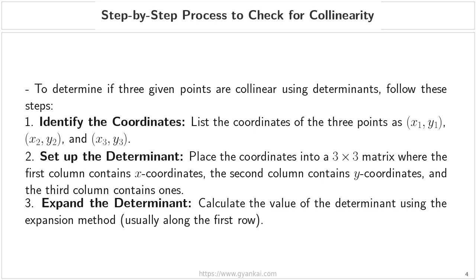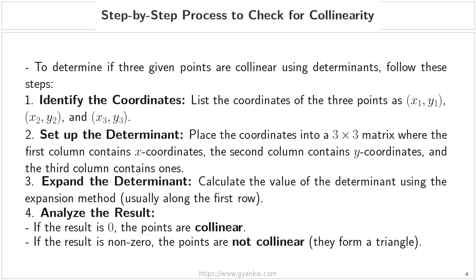Third, you must expand the determinant. You'll calculate the numerical value of this matrix, typically using the expansion method along the first row, just as we have practiced in our previous lessons on determinants. Finally, the most crucial part, analyze the result. Once you have your final number, look at it closely. If your result is exactly 0, then you have proven that the points are collinear. However, if you get any value other than 0, it means the points do not lie on a single line, and instead, they form a triangle with a measurable area. In the next slide, we are going to put this exact 4-step process into practice with a worked example to see it in action.